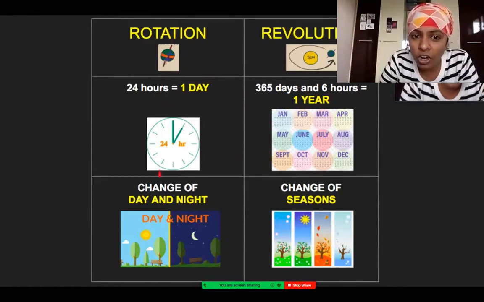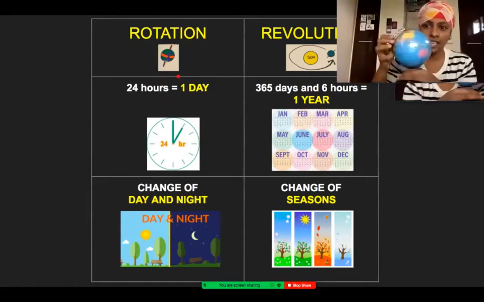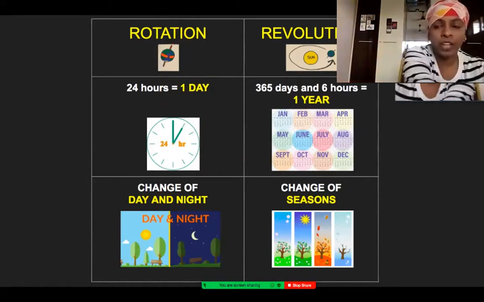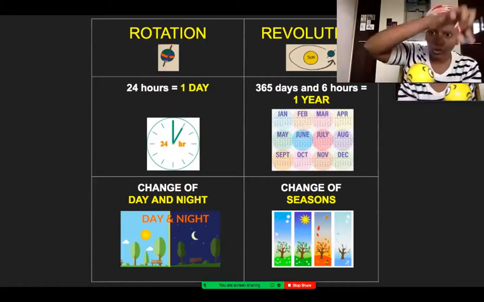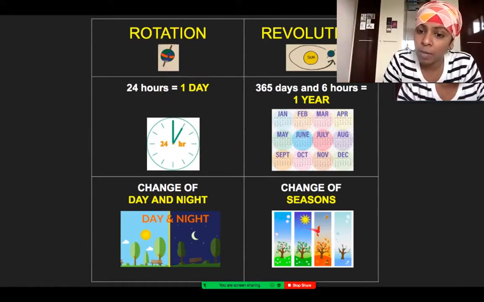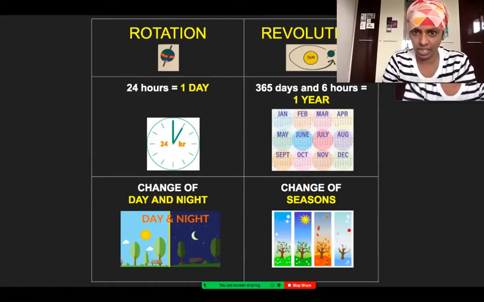And rotation causes change of day and night. Okay, day or night. Rotation ke wajah se hota hai. Rotation aise, aise wajah se day and night hota hai. And ye revolution ke wajah se, what happens? The seasons change from summer, autumn, winter, etc.